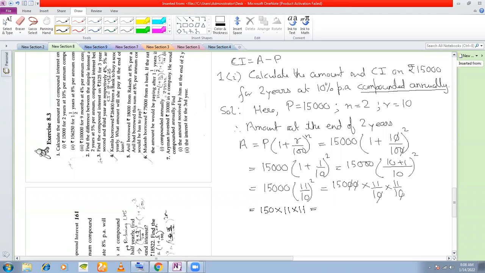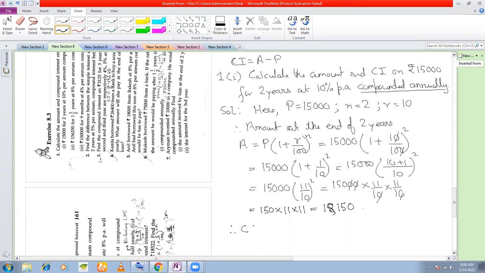If you multiply 150 into 11 into 11, you get 18,150. So this is the amount at the end of 2 years.